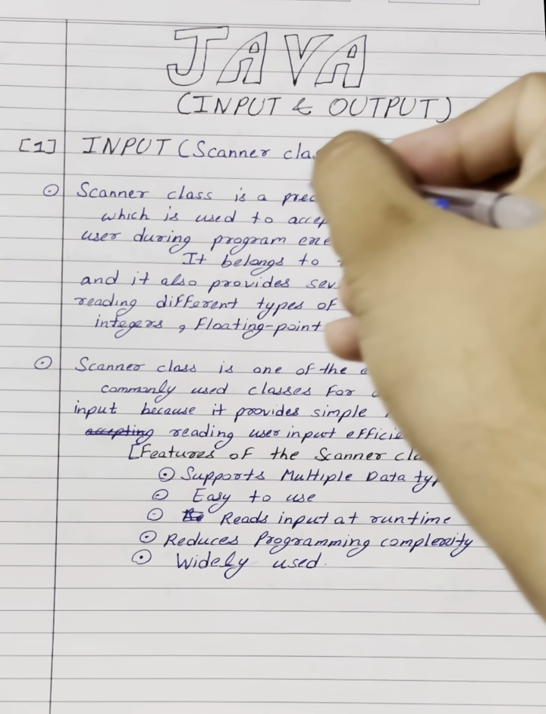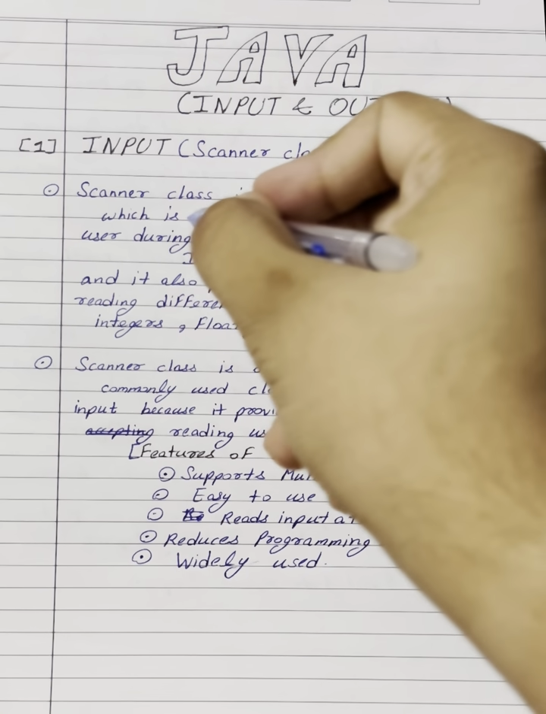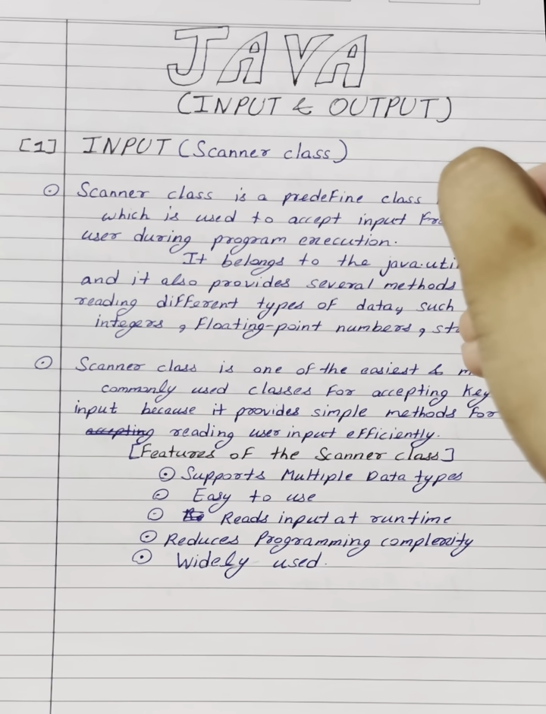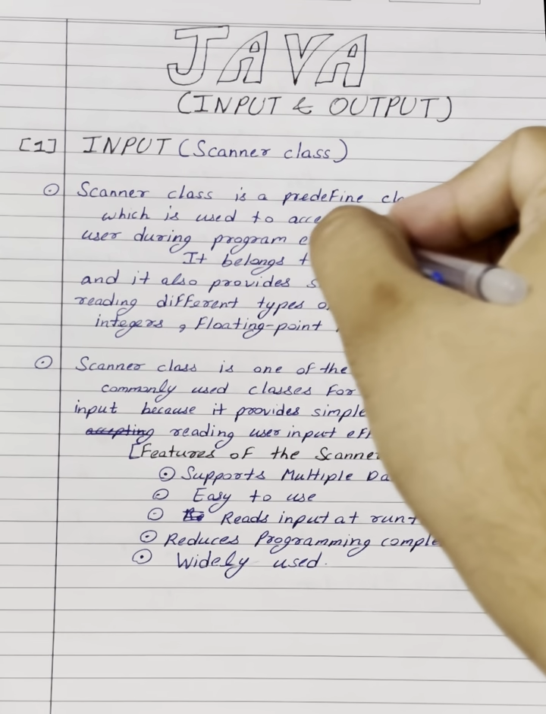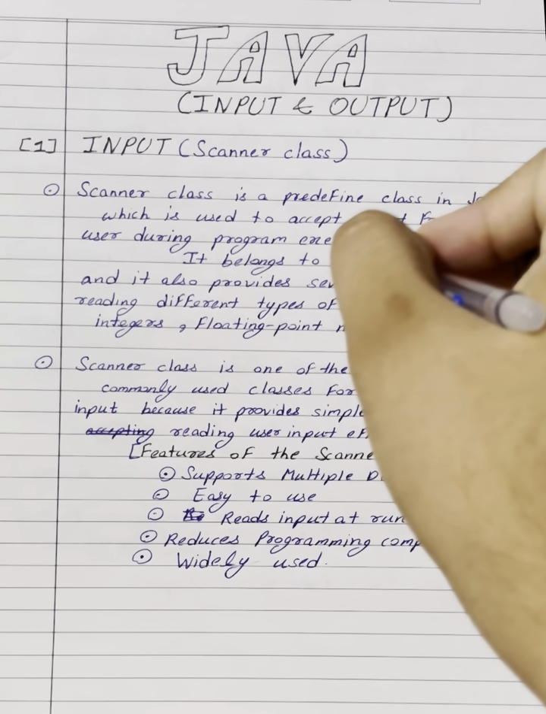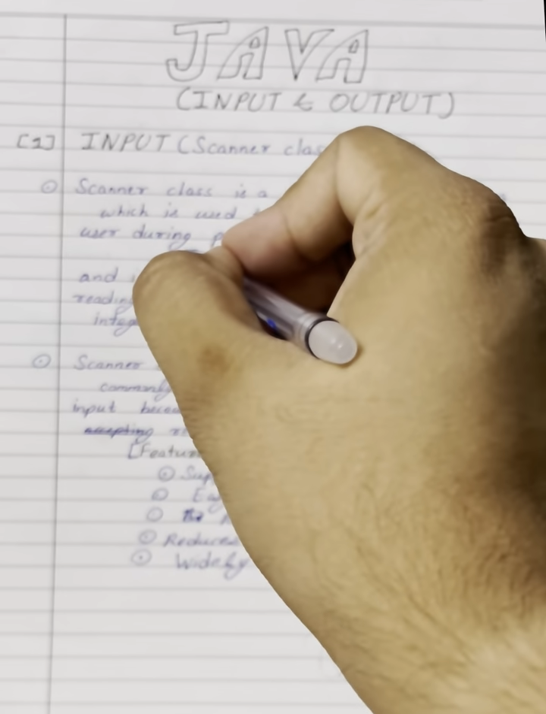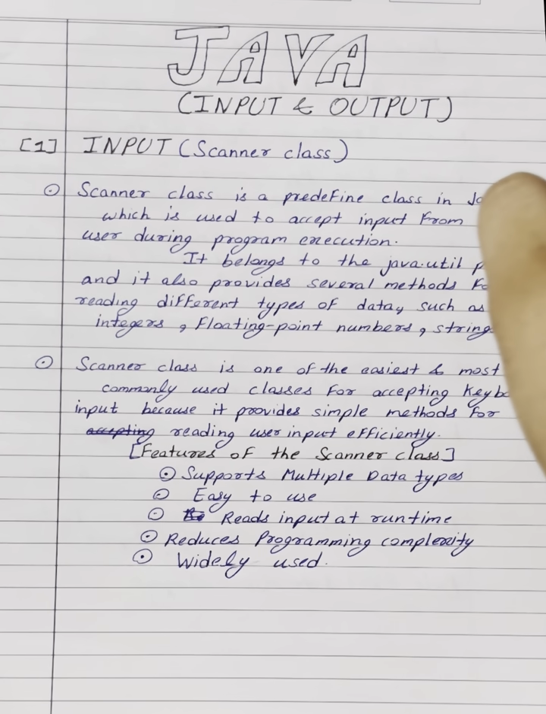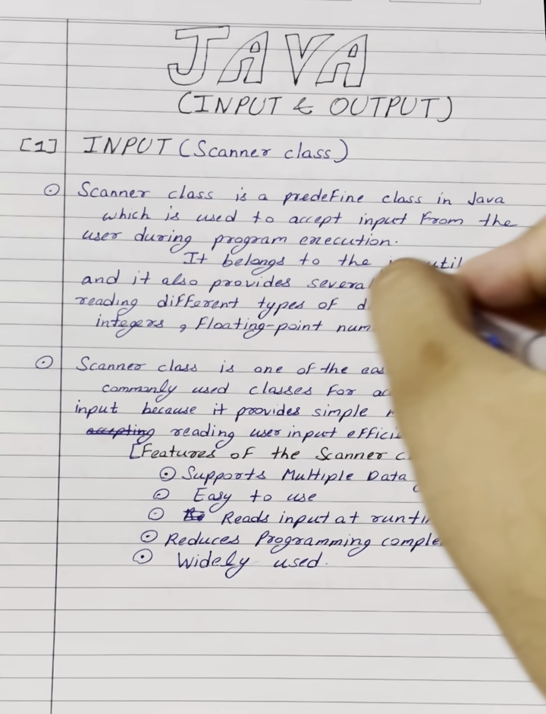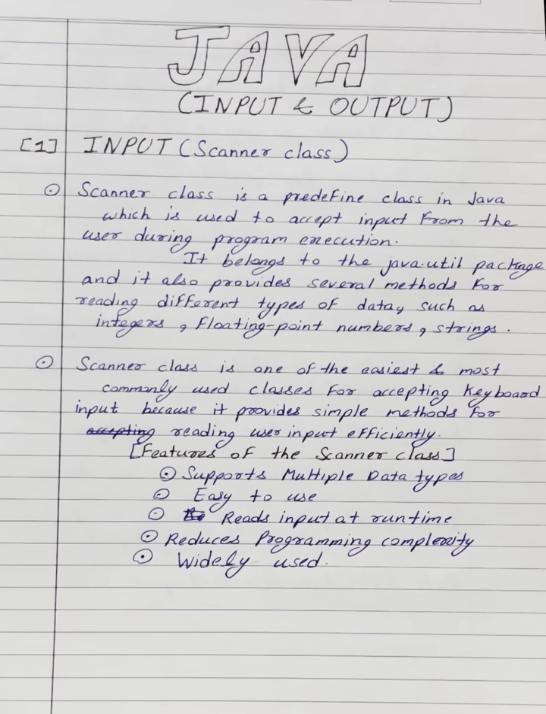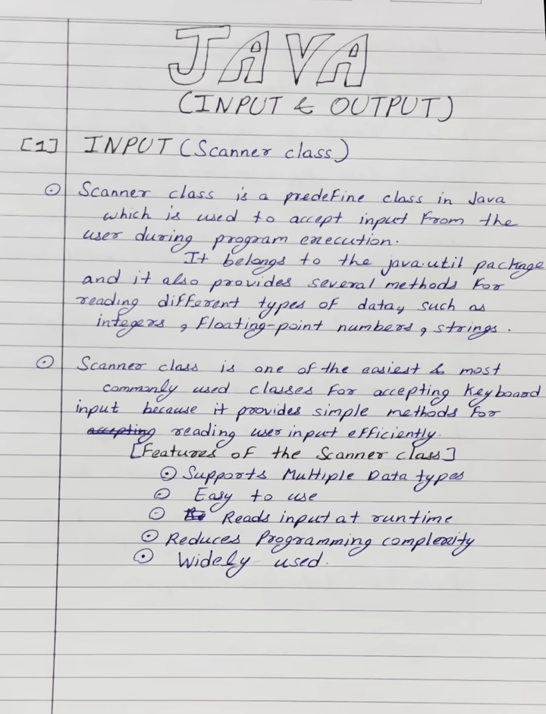Guys, scanner class is a predefined class in Java which is used to accept input from the user during program execution, and it belongs to the Java util package, and it also provides several methods for reading different types of data such as integers, floating numbers, and strings. And we can say that it is one of the easiest and most commonly used classes for accepting keyboard input because it provides simple methods for reading user input efficiently.